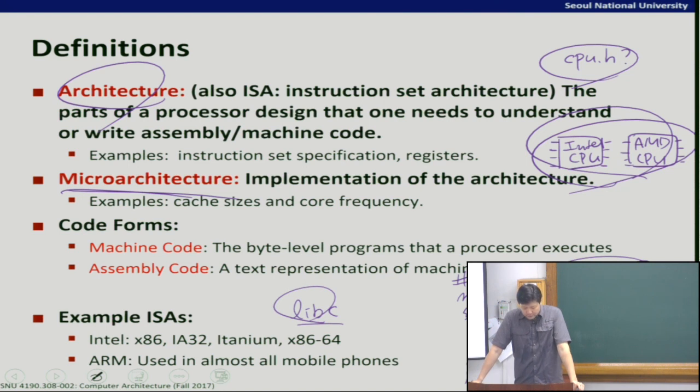There are two distinct code forms, machine code and assembly code. Machine code is basically ones and zeros, a byte-level program that the processor actually executes. Assembly code is a text representation of the machine code, like add, cmp, sub, all these things, a human-readable form of the machine code. Example ISAs include x86, IA-32, Itanium, x86-64, these historical Intel ISAs, and ARM, the ISA used in almost all mobile phones. Those are basically the two dominant ISAs available today.